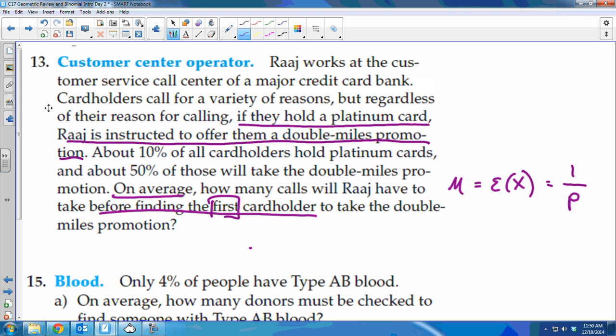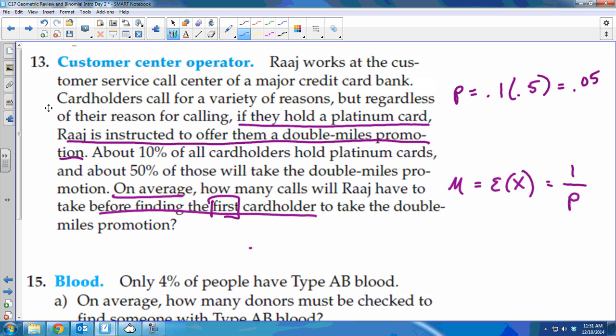It says 10% of cardholders hold platinum cards and 50% of those take the promotion. So how do I find the probability that people that have platinum cards take the promotion? Right, so P is 0.1 times 0.5. Because you're talking about all cardholders, and only 10% have a platinum card, and you're not getting this promotion unless you have a platinum card. So you're just using the multiplication rule from chapter 14. Okay. So what's 0.1 times 0.5?